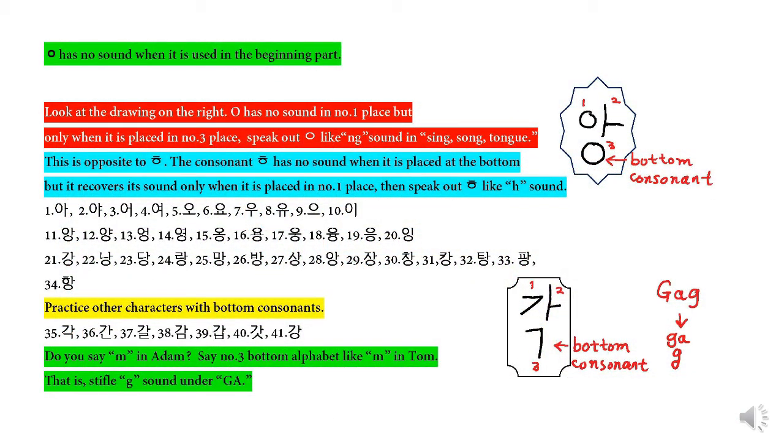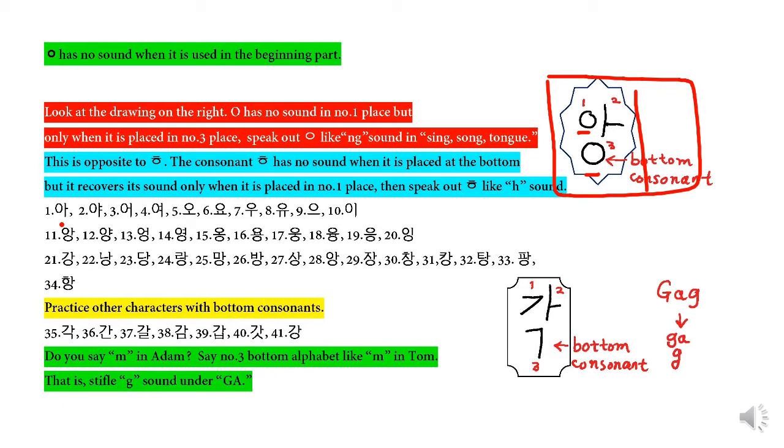And then here I introduced how to say the ng alphabet correctly. Look at this drawing. Number one, ieung, does not sound. Number three, ieung, has an ng sound. So all these together will be said like ang. Okay, so here, practice with this example word.